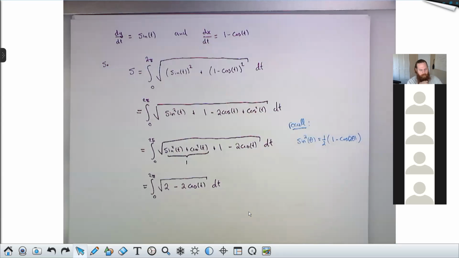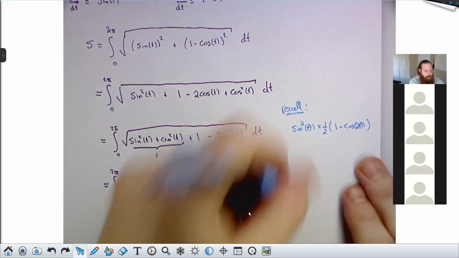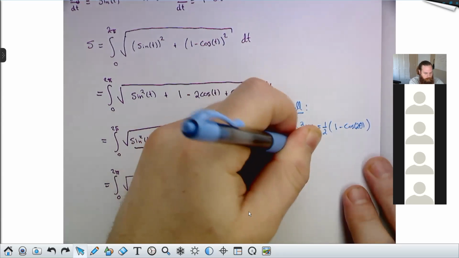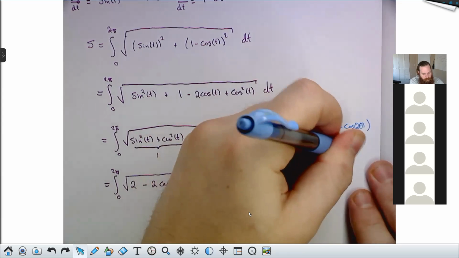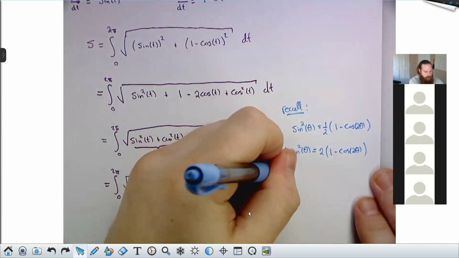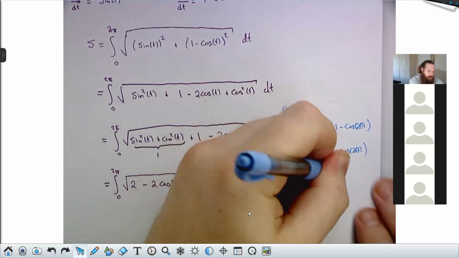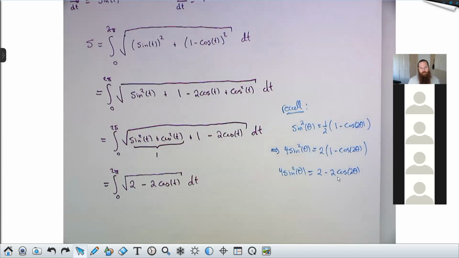Do we remember this identity? Half angle identity for sine. If I multiply through this by 4, four times 1/2 is 2. So 4 sine squared theta is 2 minus 2 cos 2 theta. So I've got a 2 minus 2 cosine.